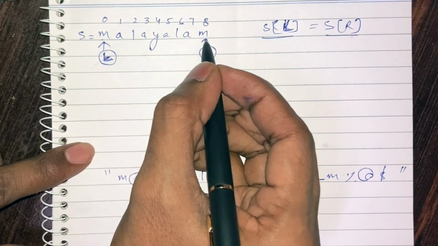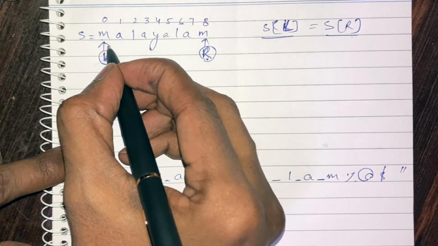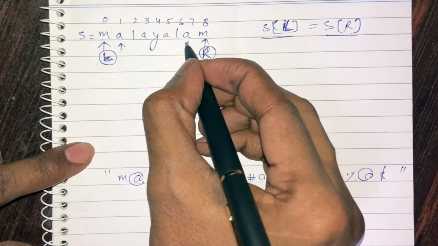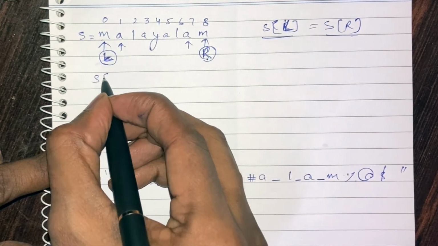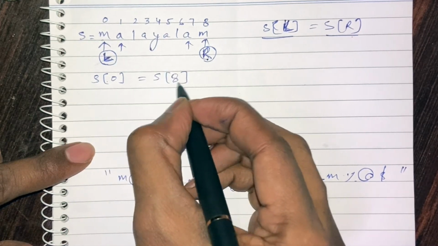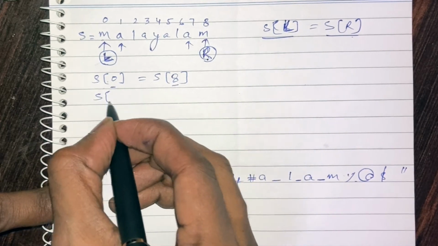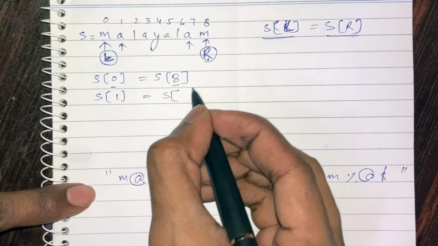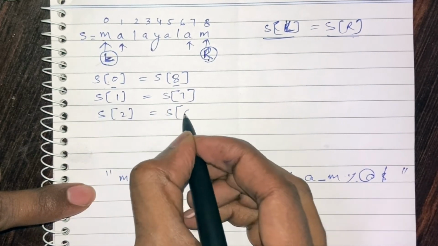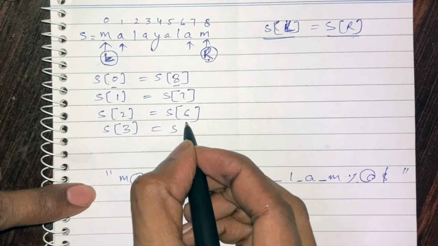So M and M are equal at left and right. Then we move towards the center. We'll move left by 1, it points to A, and this also points to A. These are also the same. So effectively we are comparing S of 0 with S of 8 initially, because this was my left and this was my right. Then S of 1 with S of 7, then S of 2 with S of 6, and finally S of 3 with S of 5.